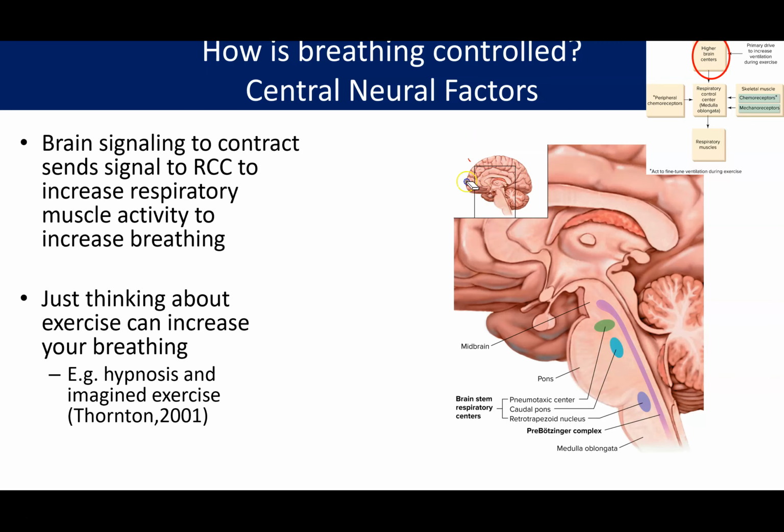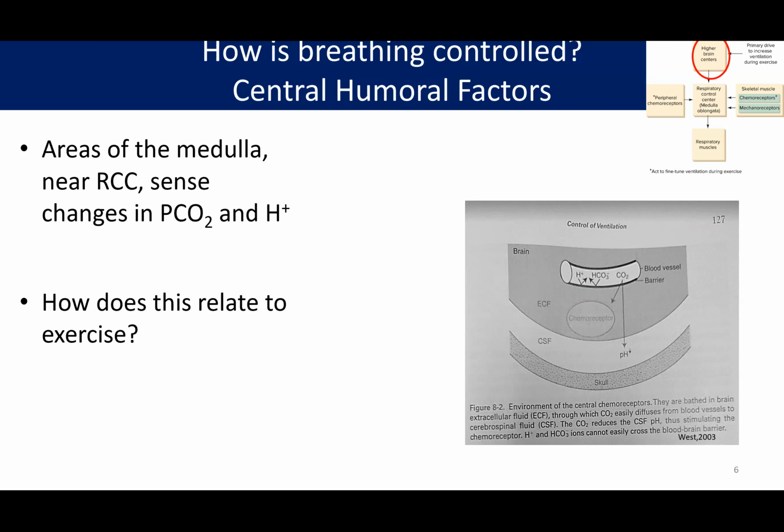Some of the really cool studies to show this: there were several studies in the early 2000s where they found people that were susceptible to hypnosis, and they would put them laying down on a bed and tell them that they were exercising. So in their brain, they think they're exercising, but they're not. And just by having them think that they're exercising, their breathing rate, their heart rate, and several other things actually increased. This is just to show you that you can have an increase in ventilation because of these feed-forward systems in the brain, that the thought of exercise and preparing to exercise increases ventilation in anticipation of the need of greater breathing. Now we have these central humoral factors also.